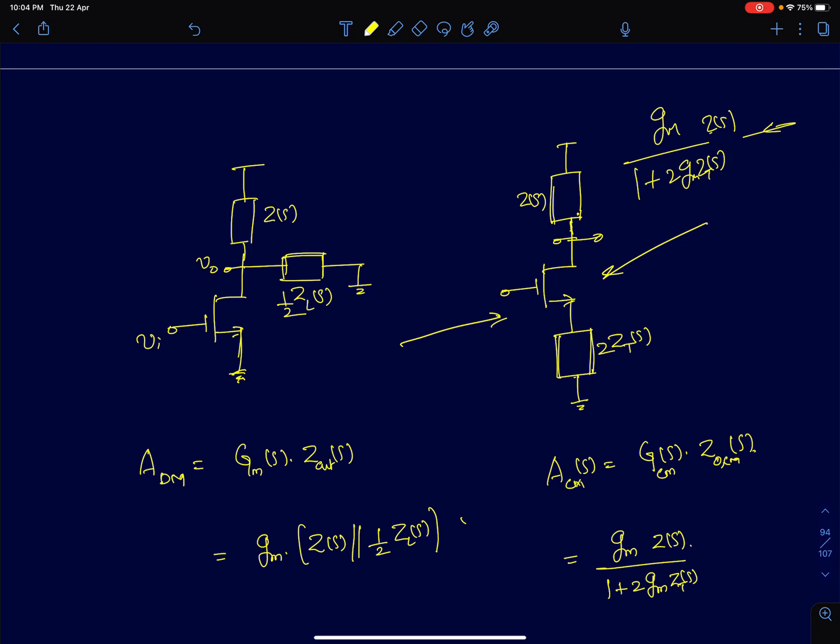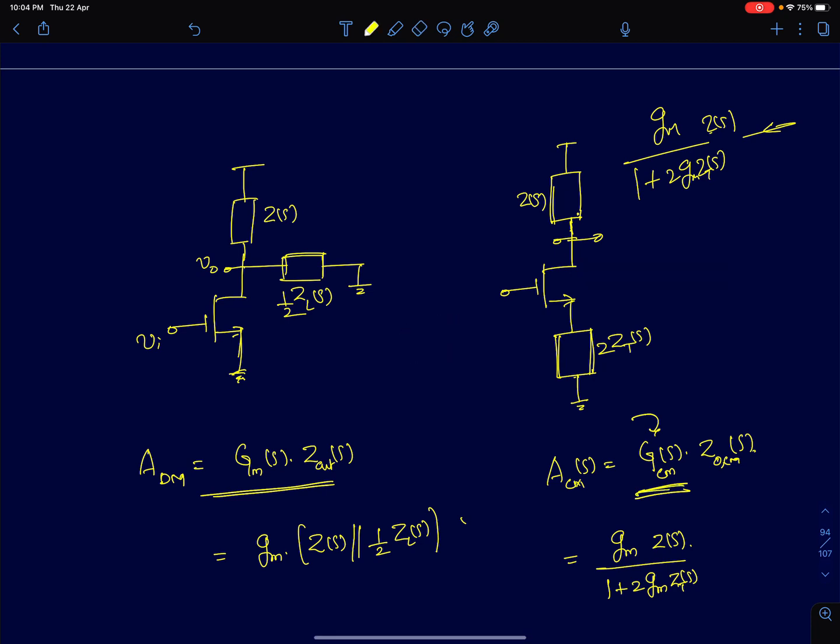Now from the common mode half circuit, we can write the gain as the short circuit transconductance. So again GCM of S is the common mode short circuit transconductance. That will be very different from the differential mode short circuit transconductance. For some circuits it can be the same, but for some circuits it can be very different. The common mode short circuit transconductance and the differential mode short circuit transconductance can be different.